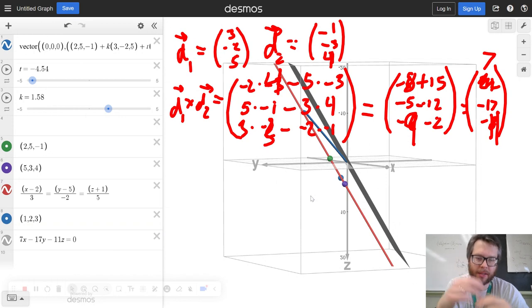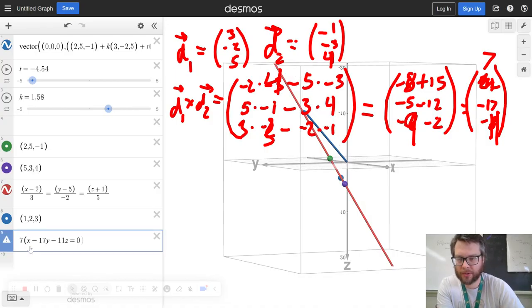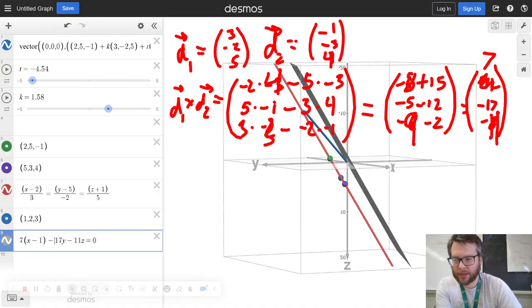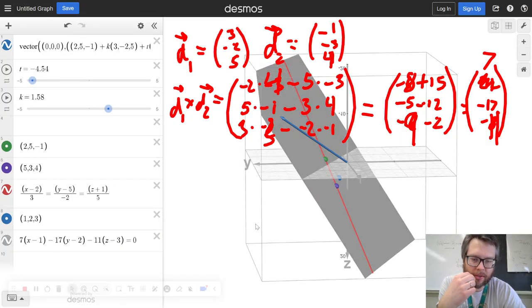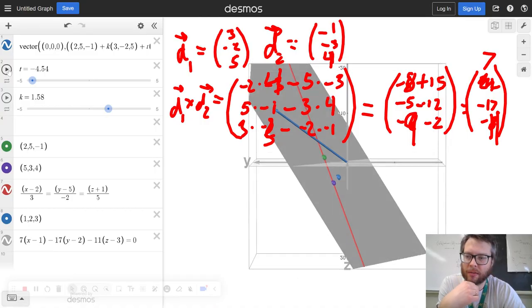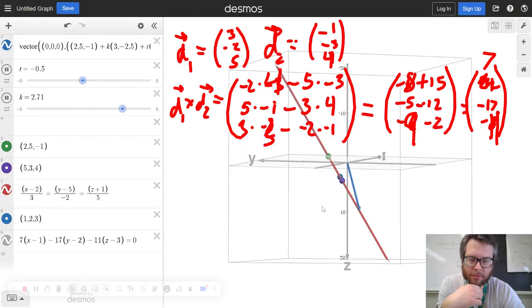You can see that my plane now is parallel to those 3 dots. All I need to do is shift my plane so that it goes through any one of the dots. I'm just going to use the blue dot of x is 1, y is 2, and z is 3. And now my plane goes through my 3 dots. And if I turn on my points, you can see that the tip of my vector is tracing out the set of points that are in the plane. Okay, so that's one way to do it.